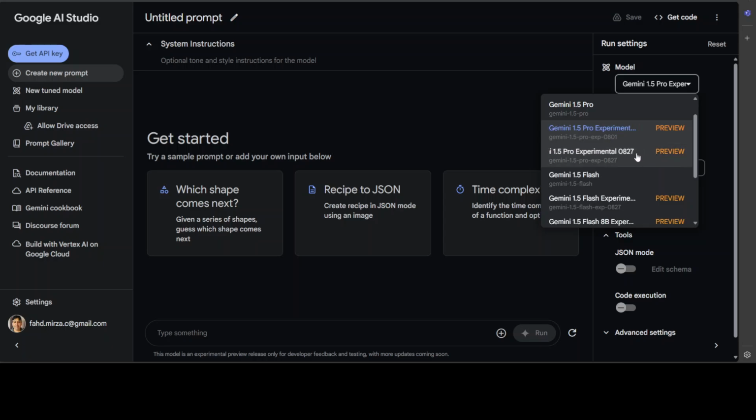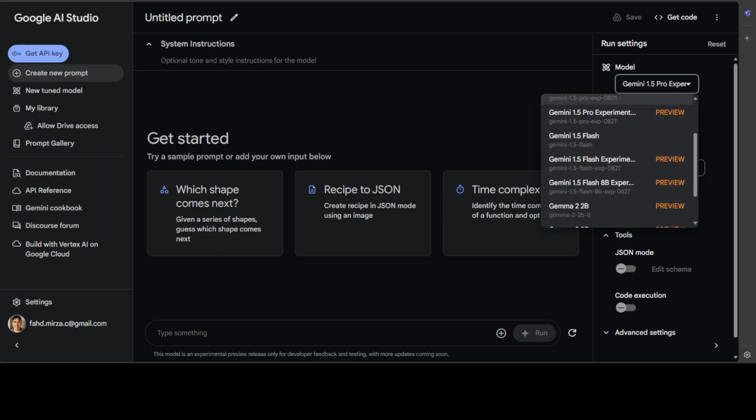So 0827 is more towards complex prompts and coding. And then they also have this Flash experimental 0827 one. So this is what we are going to test. But before I test them, let me give a bit more information around these models. There are 3 models. The first one is a smaller variant, called Gemini 1.5 Flash 8 billion, and you can find it here.